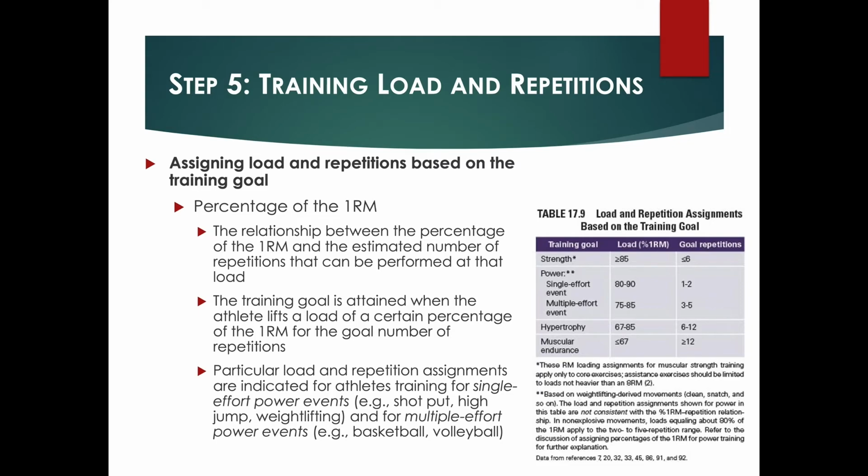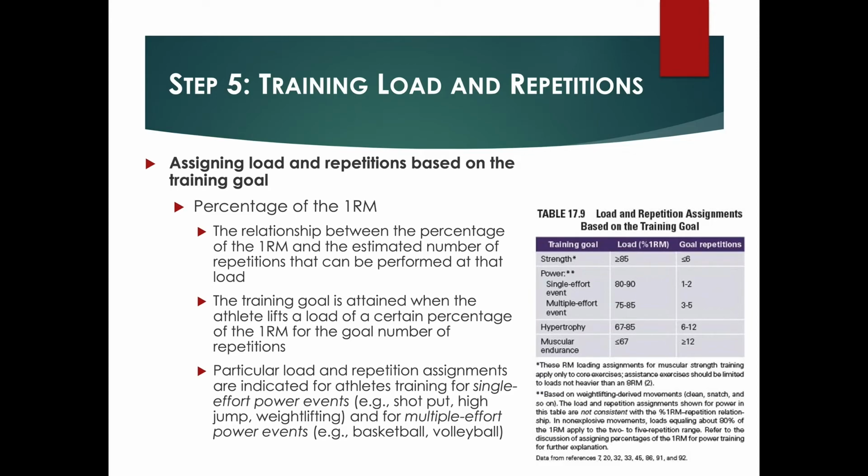It says, assigning load and repetitions based on the training goal, percentage of 1RM. There's a relationship between the percentage of 1RM and the estimated number of repetitions that can be performed at that load. The training goal is attained when the athlete lifts a load of a certain percentage of 1RM for the goal number of repetitions.